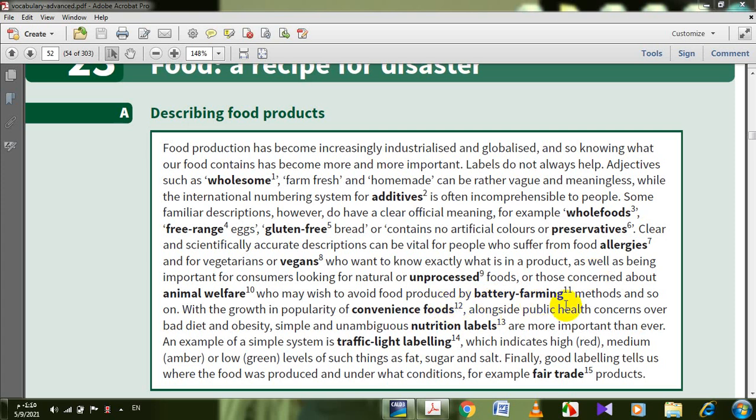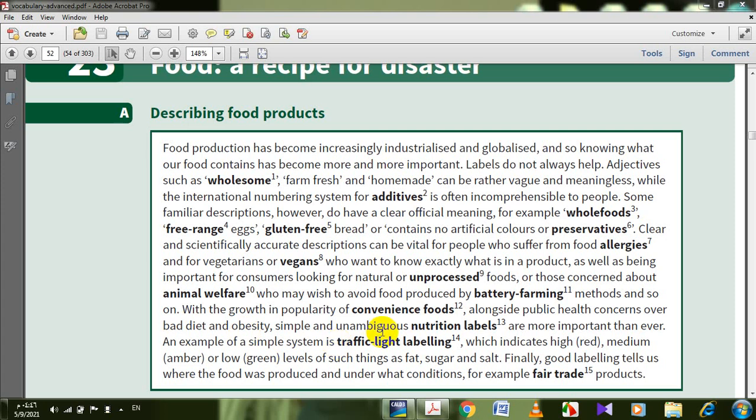Okay, so this is called battery farming methods, and so on, with a growth in popularity of convenience foods. يعني في الوضع اللي فيه رواج للconvenience foods. What is a convenience food? Convenience food, okay, is food which is partly or completely prepared already, and that is sold frozen or in cans. Okay, so it is already prepared, either partially or completely prepared and sold frozen or in cans. This is convenience food. Alongside public health concerns over bad diet and obesity. Okay, obesity.